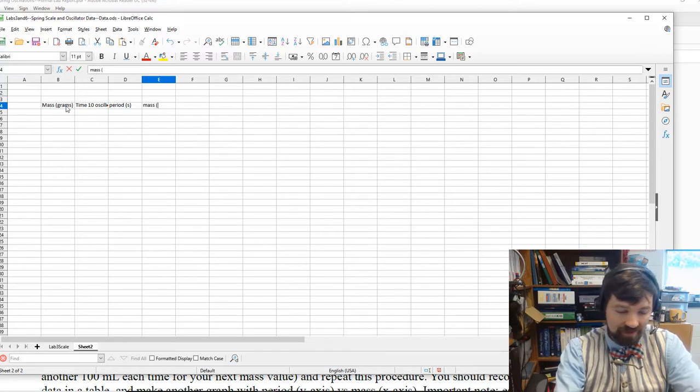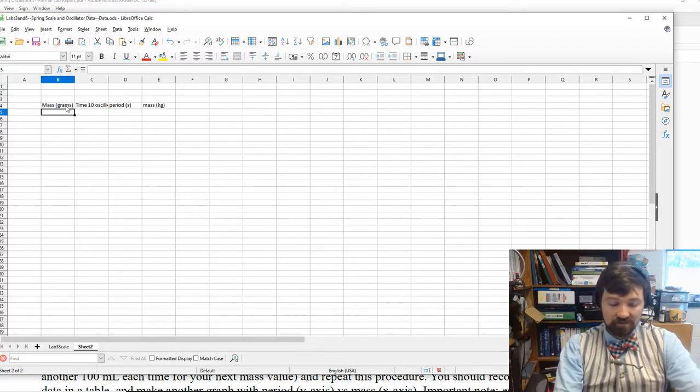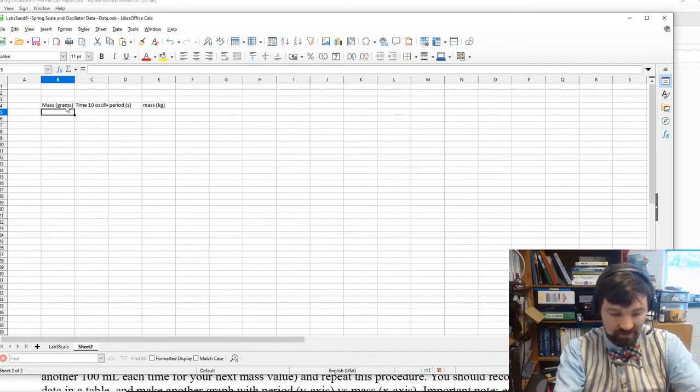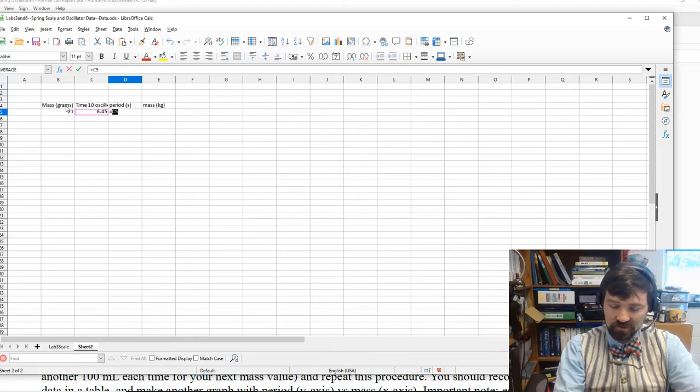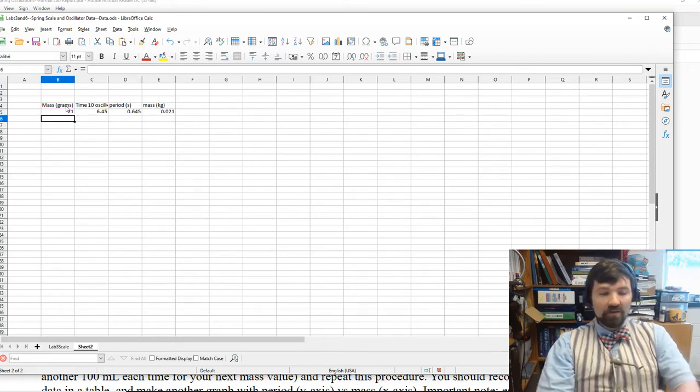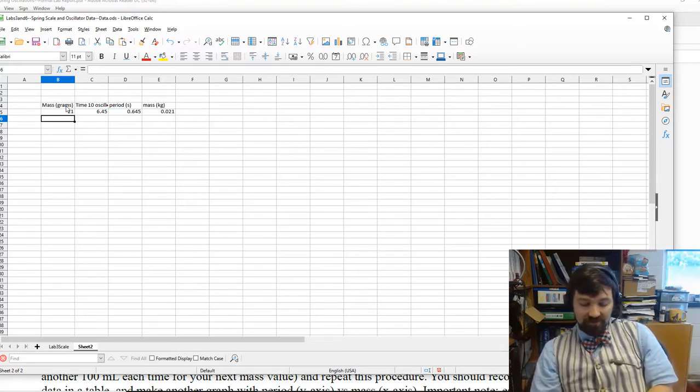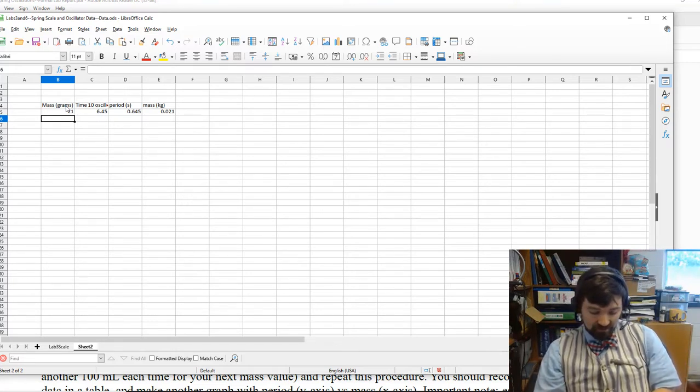And lastly, you really want the mass to be in kilograms. So this one right here, I changed out springs. So this one is 21 grams. So I type 21 here. I type in my 6.45 seconds. My period should be that number divided by 10. And then my mass is actually the mass in grams converted into kilograms. So divide by 1,000.